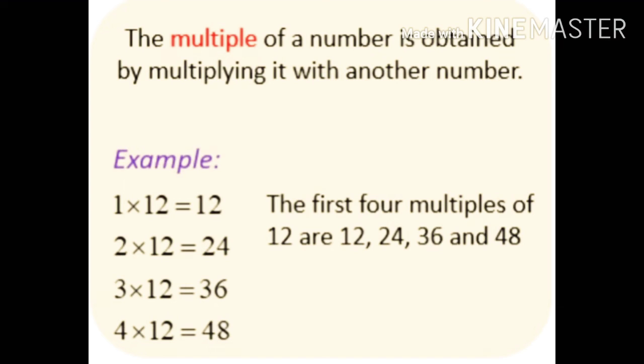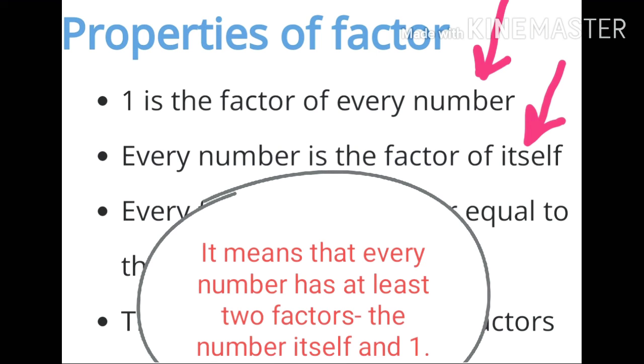Okay. And again, what is a multiple? The multiple of a number is obtained by multiplying it with another number. For example, 12 into 1 is 12, 12 into 2 is 24, 12 into 3 is 36, 12 into 4 is 48. So the first four multiples of 12 are 12, 24, 36 and 48. Is it clear? Now, properties of factors.